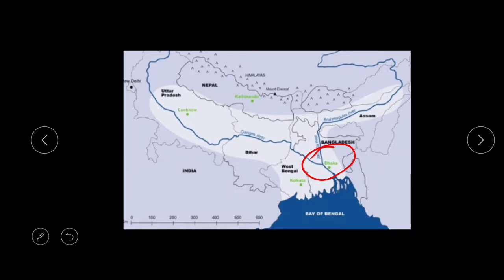The Padma meets the river Meghna, a river in Bangladesh. So the Brahmaputra and Ganga join together, they meet the river Meghna, and then later this water flows down to the Bay of Bengal.